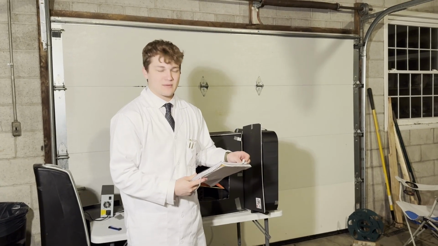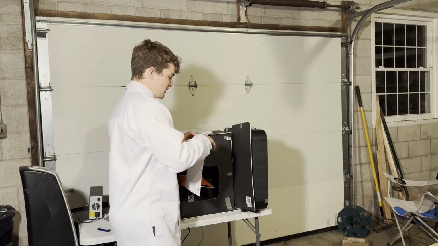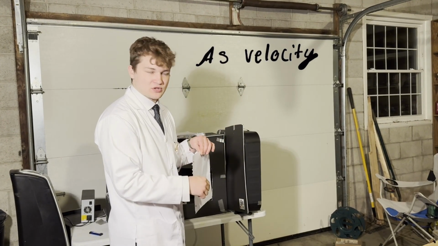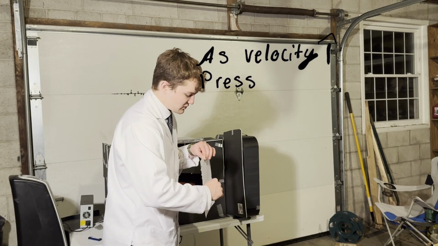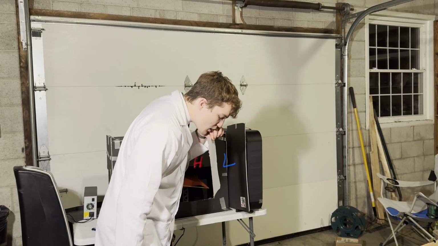To visualize this, I'm going to take a piece of paper. I'm going to blow on one side, increasing the velocity of that air, but decreasing the pressure. So I'm going to blow on this side. It's going to be a relative low pressure to this relative high pressure, creating a force going this way.